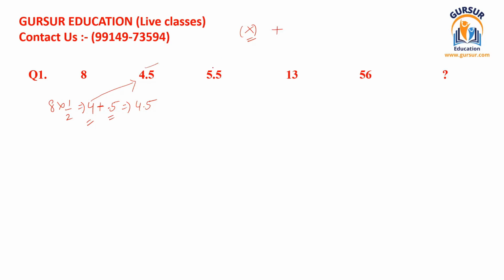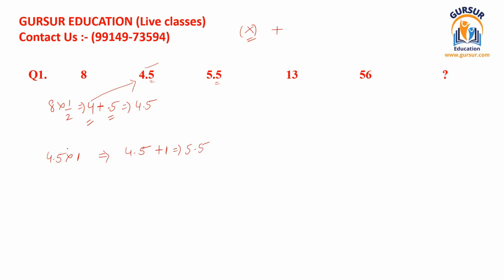Now we have to find how 5.5 comes on the basis of 4.5. Okay, so when I multiply 4.5 by 1, I get the value 4.5 again. But 4.5 is less than 5.5, and when I add 1 to 4.5, I get the value 5.5. So this is the logic actually. Okay.